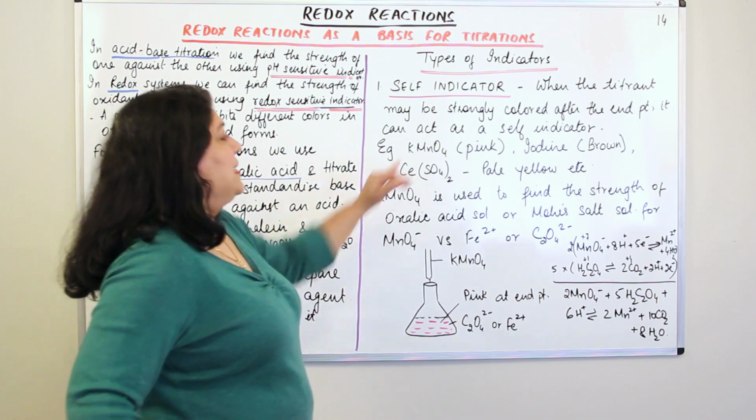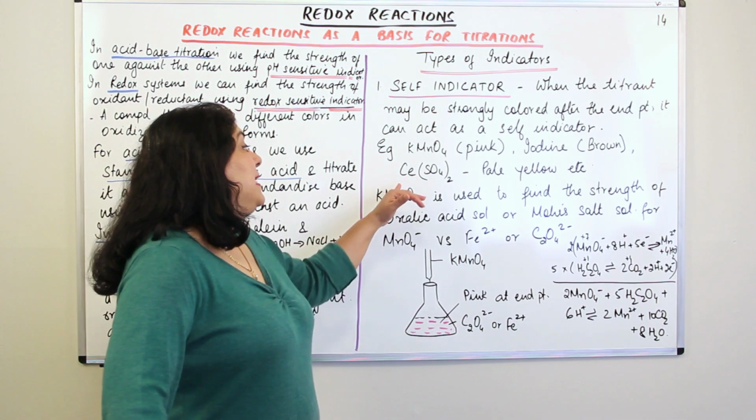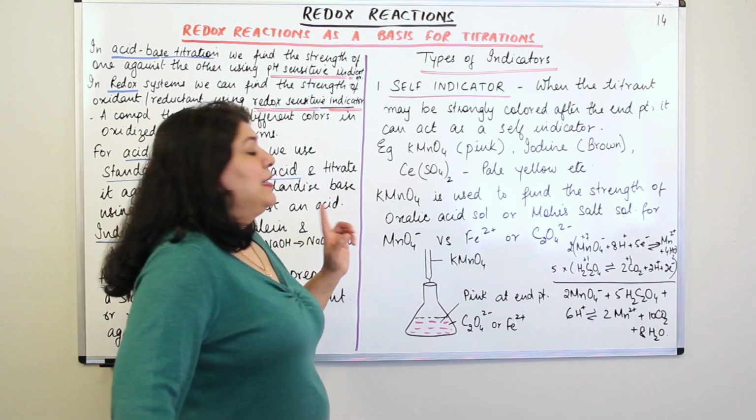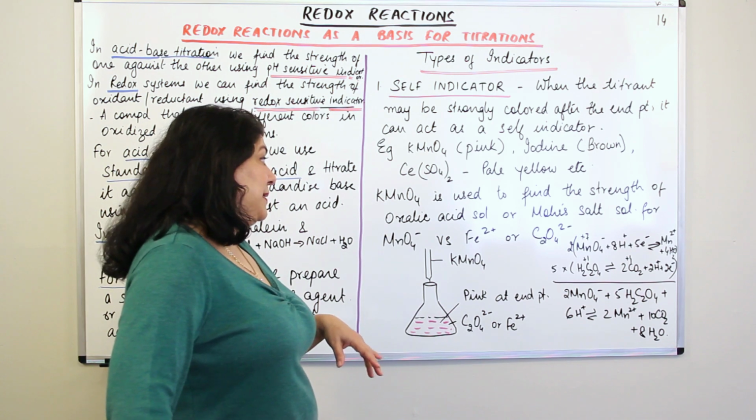So for example, potassium permanganate, and iodine, which is brown in color, can act as a self-indicator. Cerium sulfate has a pale yellow color, so that can also act as a self-indicator.